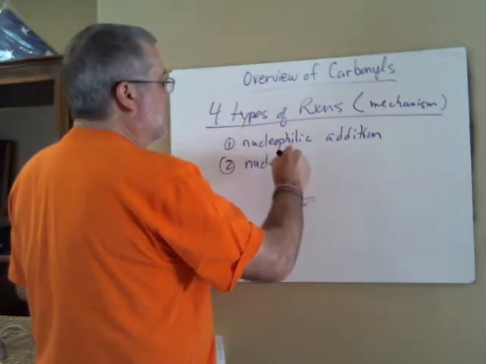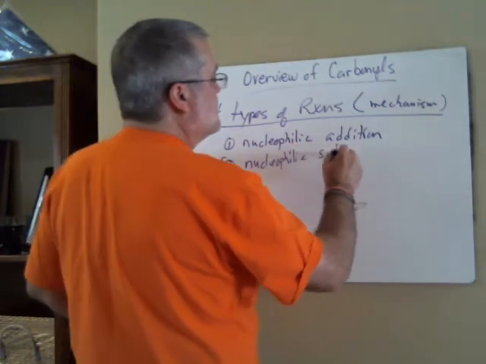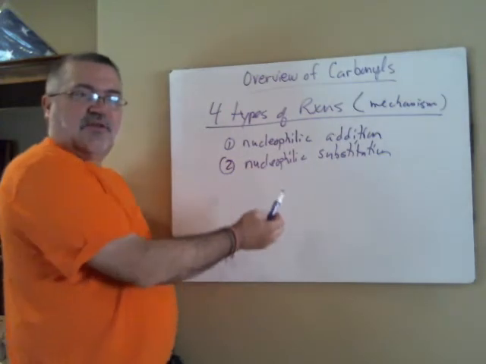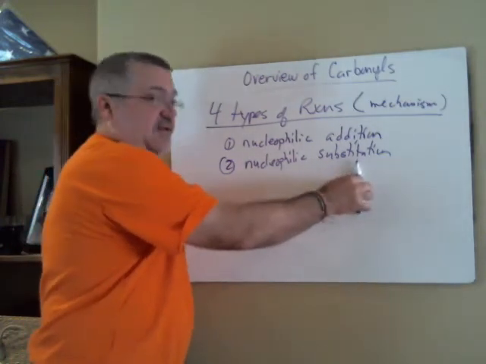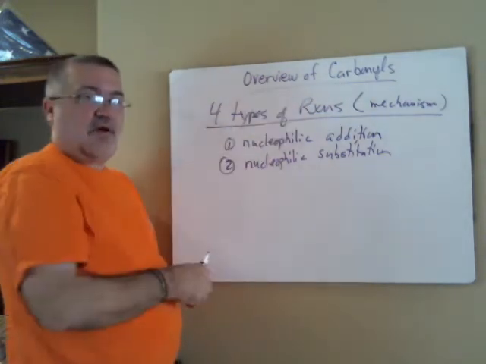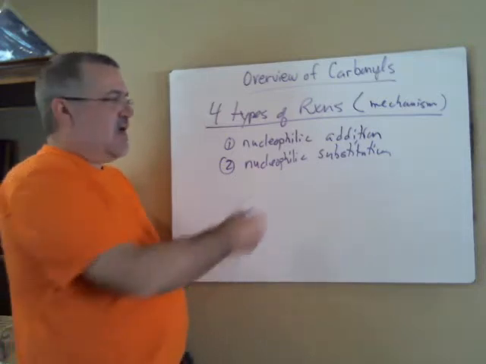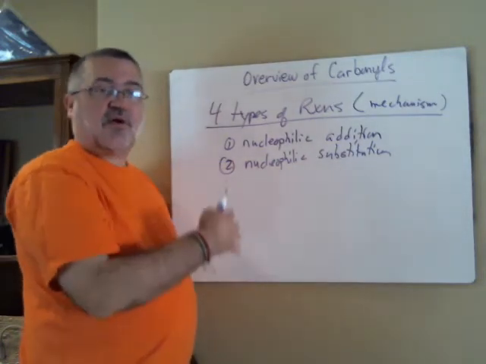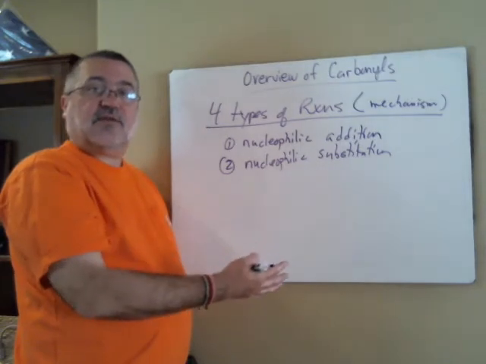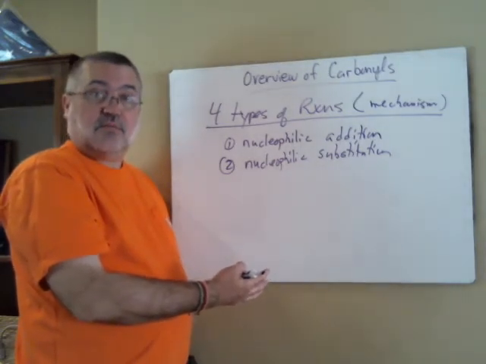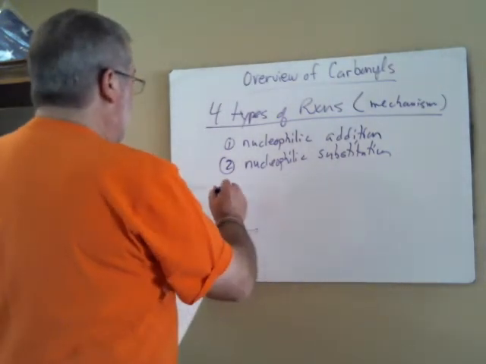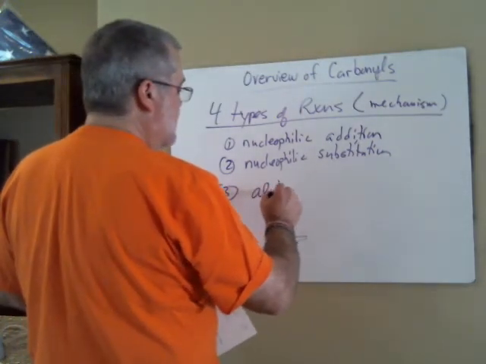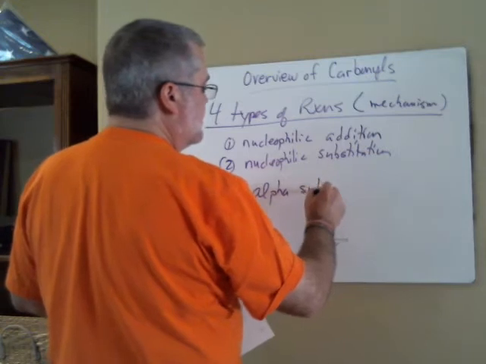Okay, the second type is nucleophilic substitution. And that's going to be where a nucleophile substitutes into the carbonyl functionality. And that then would require a leaving group. Therefore, nucleophilic substitution is what all the carboxylic acid derivatives undergo. Okay? Third type of reaction is alpha substitution.